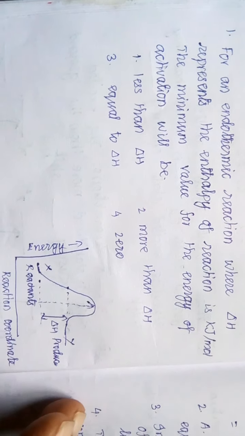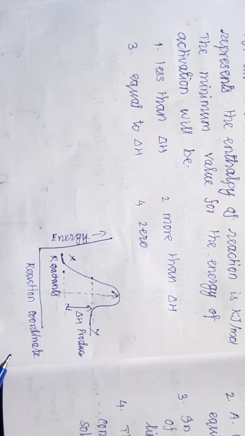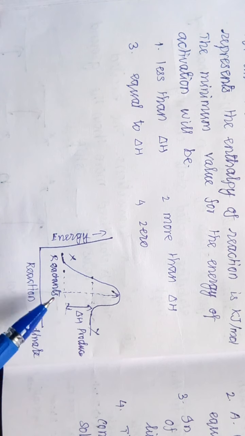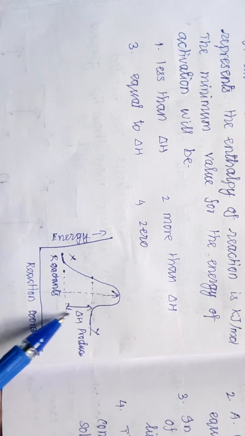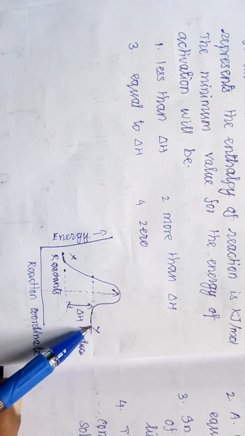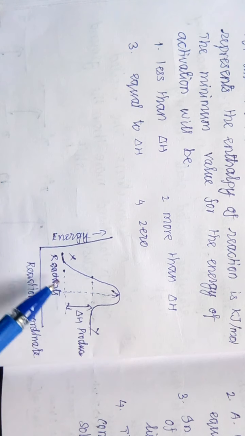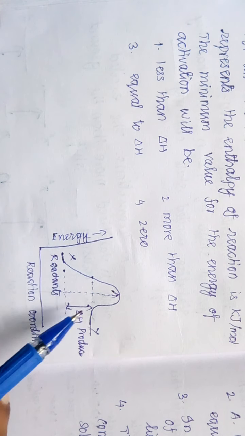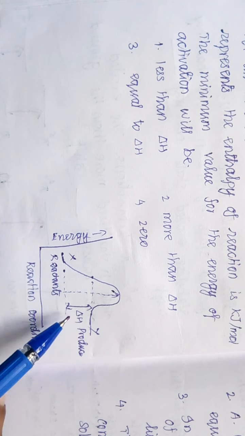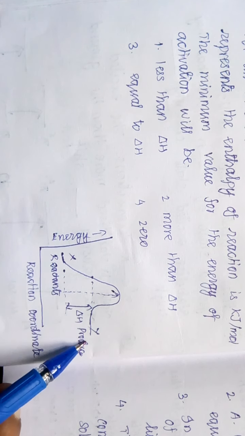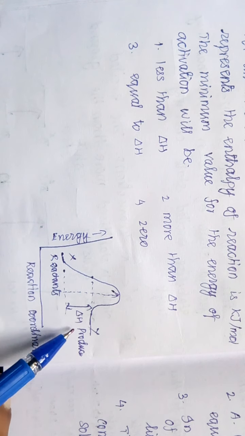So here, this is a diagram representing the endothermic reaction. X represents the energy of the reactants. Y represents the energy of the products. This is the activation energy. The delta H is the energy of the products minus the energy of the reactants. The energy of the products will be higher than the energy of the reactants in an endothermic reaction, so it will take some energy to itself. The difference between these two energy levels of the products and the reactants is delta H.